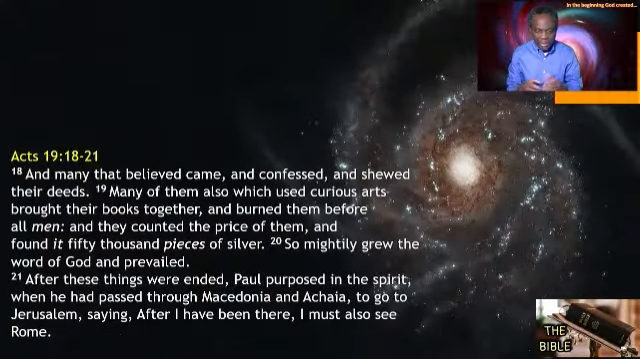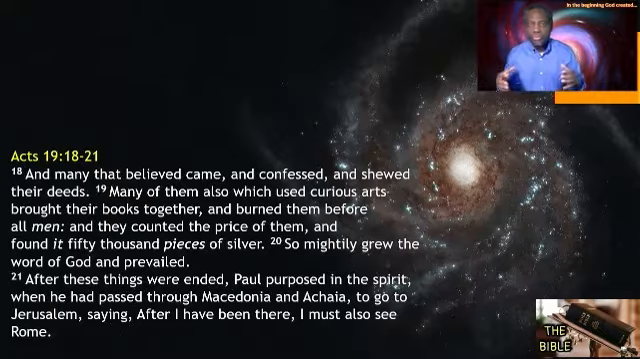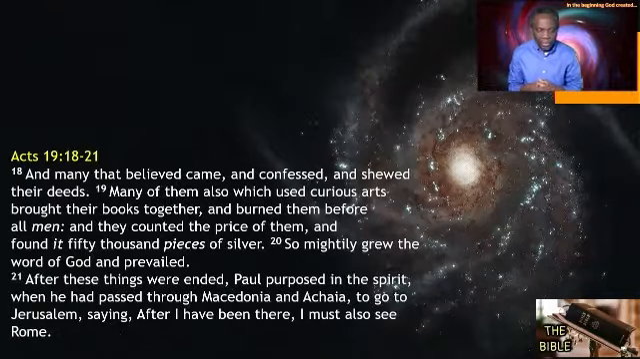Let's read Acts chapter 19, verses 18 to 21. And many that believed came and confessed and showed their deeds. Many of them also, which used curious arts, brought their books together and burned them before all men, and they counted the price of them and found it to be 50,000 pieces of silver. So mightily grew the word of God and prevailed. After these things were ended, Paul purposed in the spirit, when he had passed through Macedonia and Achaia, to go to Jerusalem, saying, after I have been there, I must also see Rome.